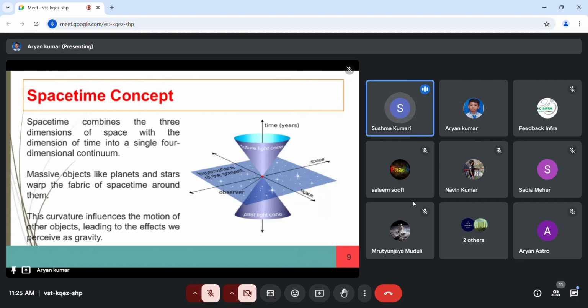Space-time concept. Space-time combines the dimensions of space with the dimension of time into a single four-dimensional continuum. Massive objects like planets and stars warp the fabric of space-time around them. The curvature influences the motion of other objects, leading to what we perceive as gravity.